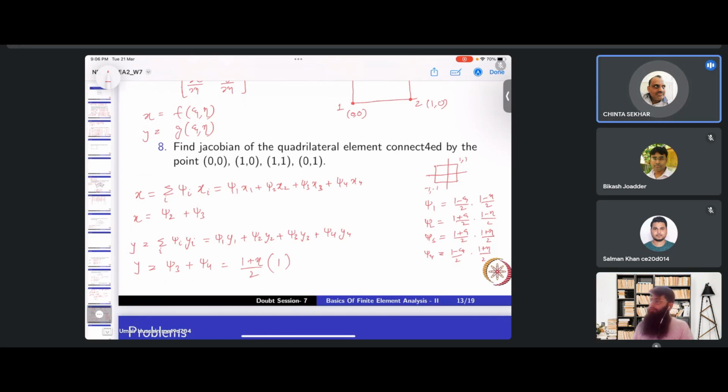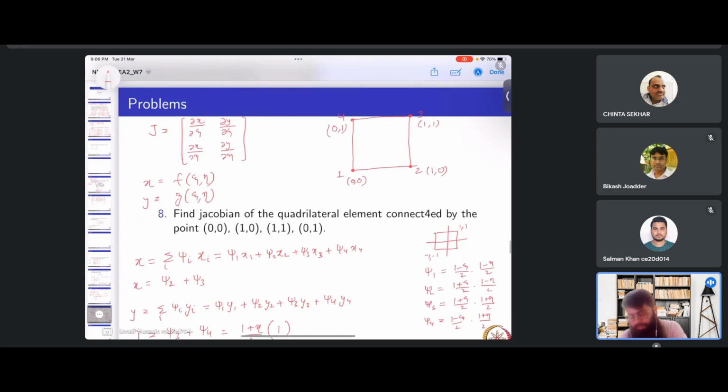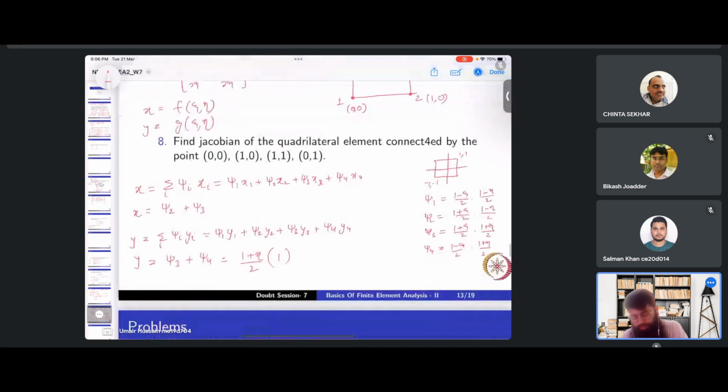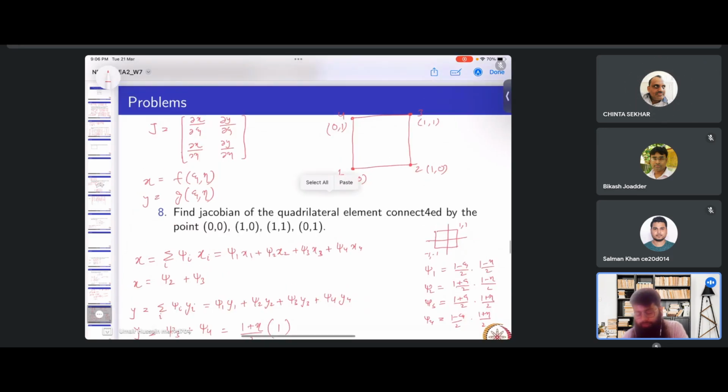Finally, the answer is 1 plus eta by 2. You'll get the value of x as a function of eta and zeta. You take the derivative with respect to eta and zeta and substitute here. Again, you get the function for y. Take the derivative with respect to eta and zeta, substitute the values, and you get the Jacobian matrix. You can also verify that it's a valid Jacobian by taking the determinant.